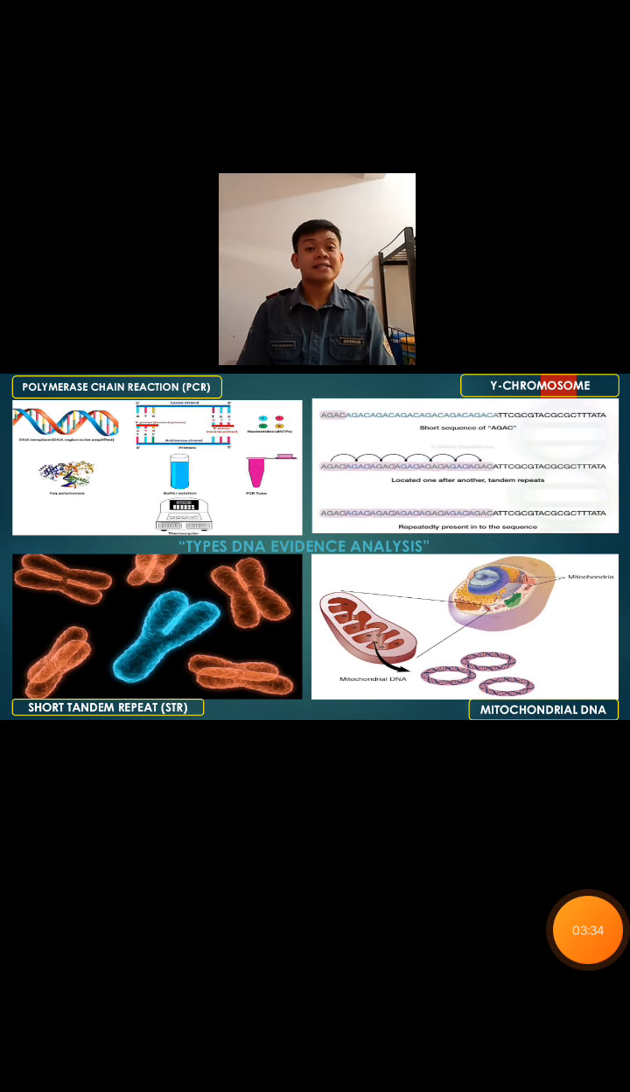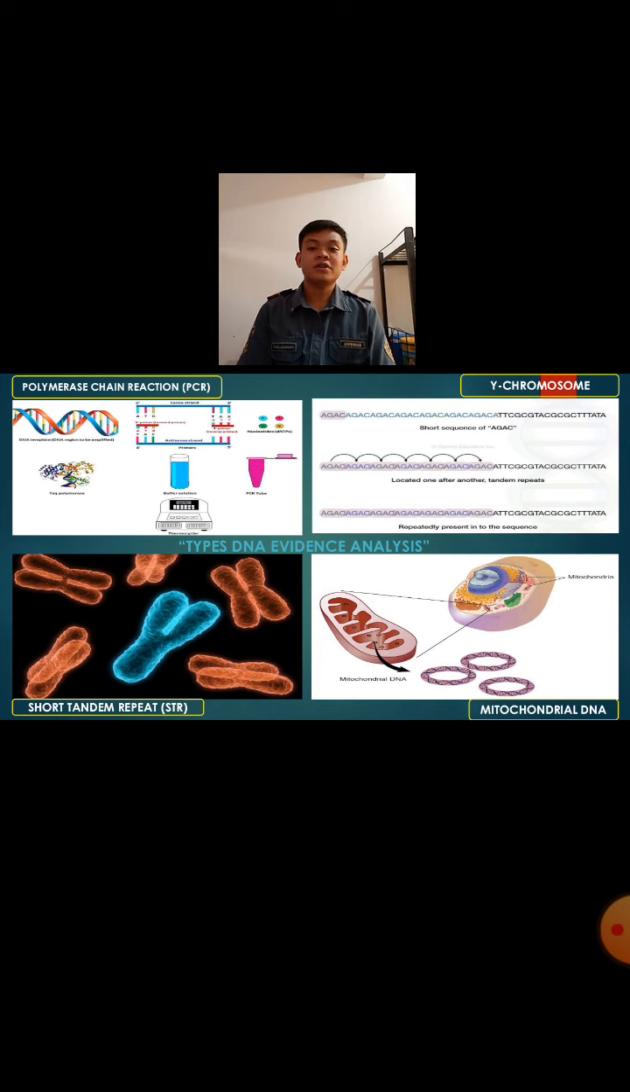And now for the last slide, types of DNA evidence analysis. Number 1, polymerase chain reaction. The copying process known as polymerase chain reaction uses an enzyme to replicate DNA regions in a test tube by repeating the copying process. A small number of DNA molecules can be reliably increased up to billions within several hours.